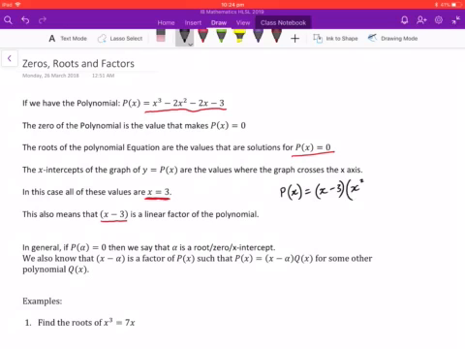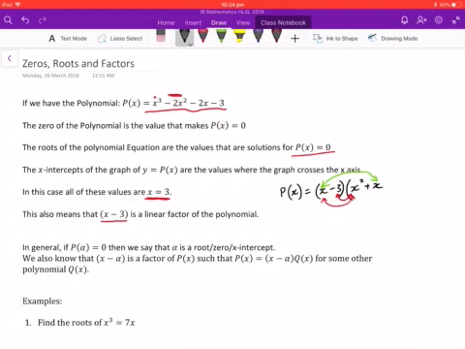X squared times x gives me x cubed, so that matches up with my first term. Now, minus 3 times x squared is minus 3x squared. But here I've got a minus 2x squared. So the next term is going to be plus x. How do I know that? Because x times x is going to give me positive x squared, and then minus 3x squared gets me back to negative 2x squared.